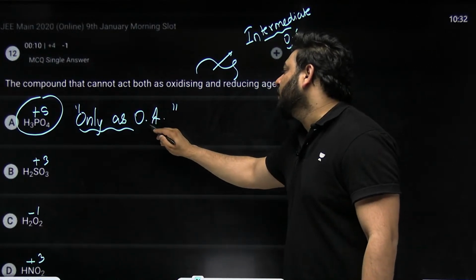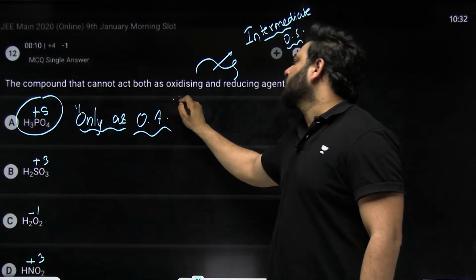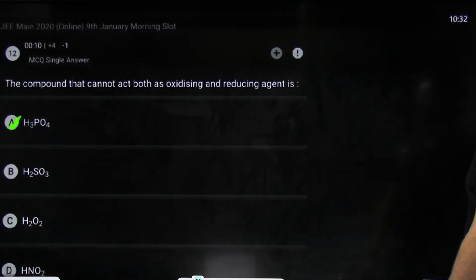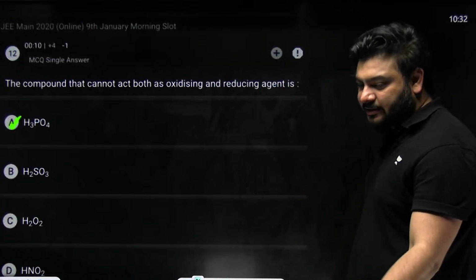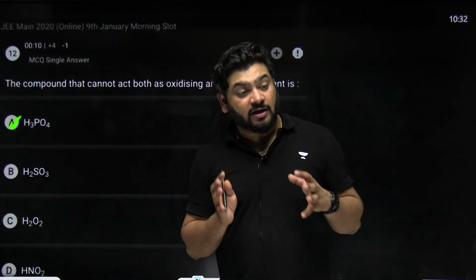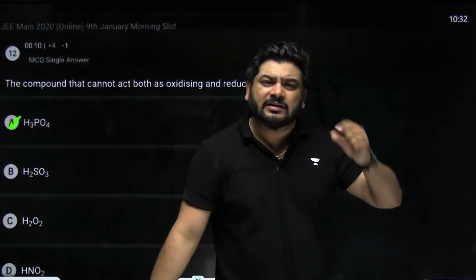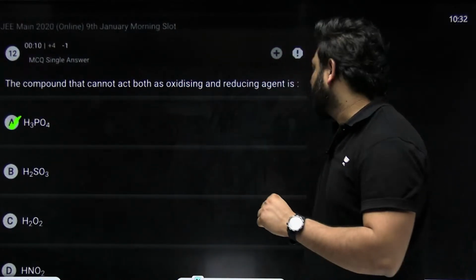The correct answer should be A, oxidizing agent. A is the correct answer. I literally don't think these questions are that worthy or require that much time. Just look at the question and click on the answer, and that is how we have to build ourselves.